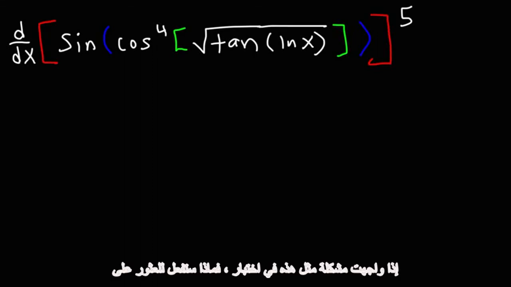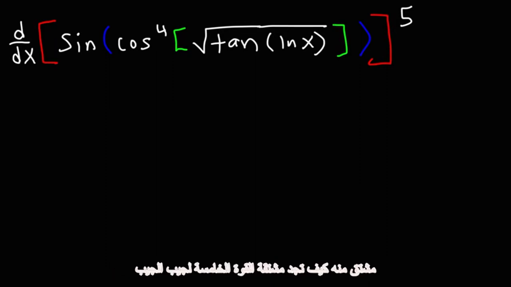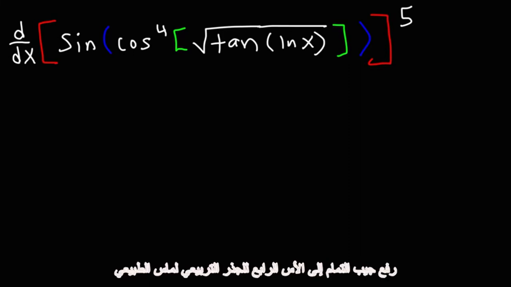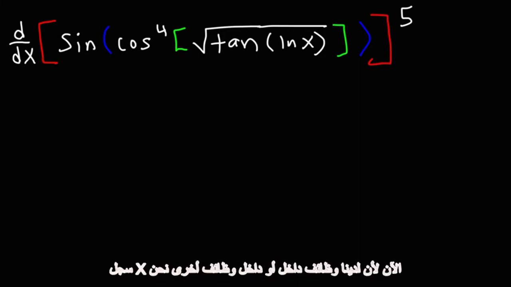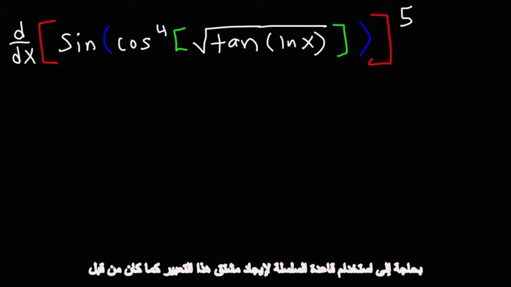If you were given a problem like this on a test, what would you do to find the derivative of it? How would you find the derivative of the fifth power of sine of cosine raised to the fourth power of the square root of tangent of the natural log of x? Now, because we have functions within or inside of other functions, we need to use the chain rule to find the derivative of this expression.